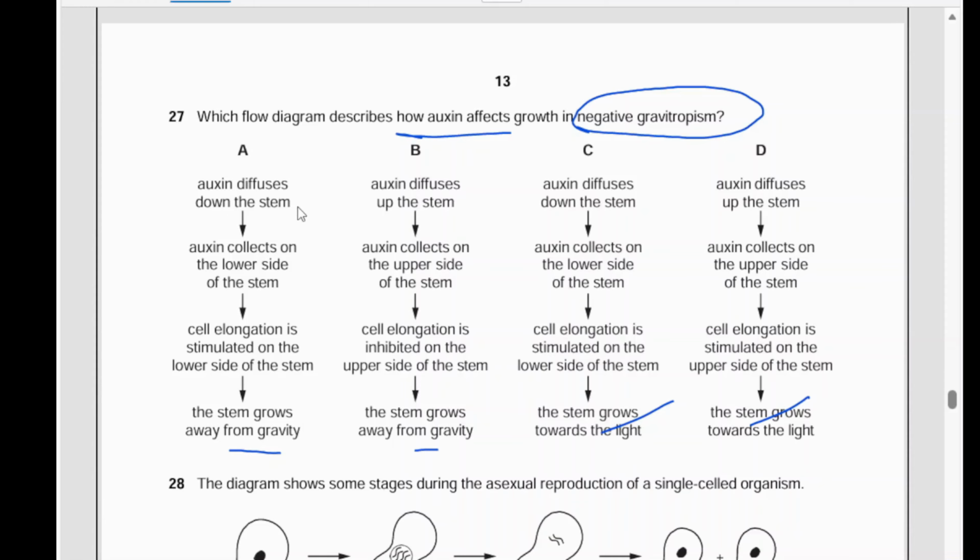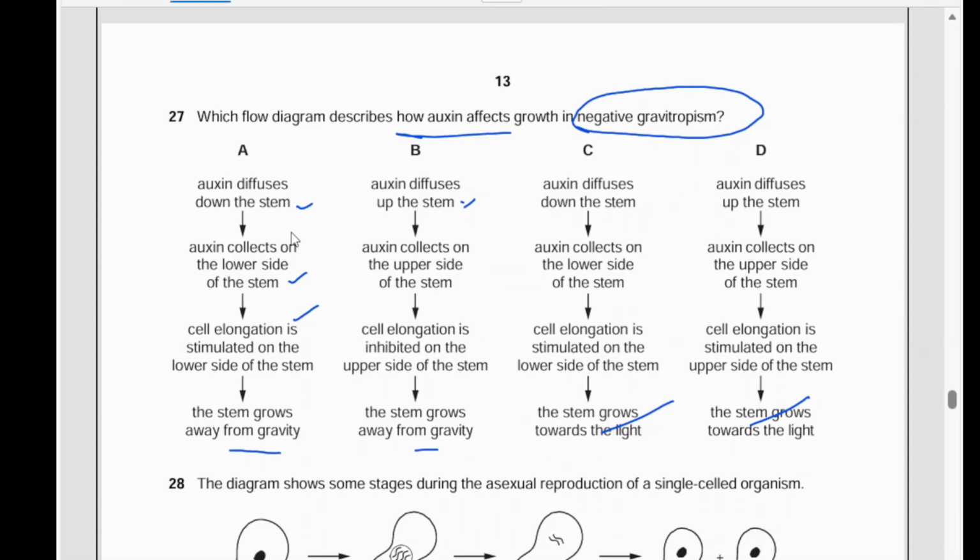Oxygen diffuses down the stem. Correct. Oxygen collects on the lower side where there is less light. So oxygen collects on that side which receives less light. So it is correct. Cell elongation is stimulated on the lower side of the stem. Correct. So wherever there is oxygen, there is growth. Let's look at the second one. Oxygen diffuses up the stem. No, because we have clearly said that oxygen diffuses down the stem. It's a general thing.